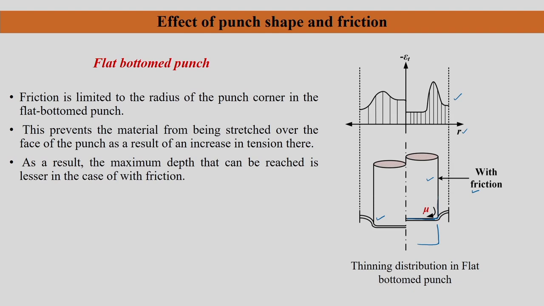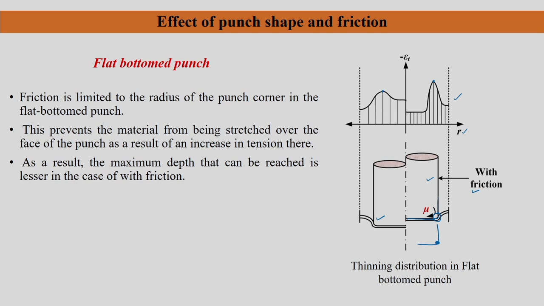You will see that this thickness strain distribution is not the same. In one case, it is going to peak somewhere here, in the other case the peak is somewhere here. The peak value in the with friction case is going to be larger as compared to without friction if you go for the flat bottom case, because your mu is going to play a big role only in the corner region, nothing much will be there in the flat region. So, I am saying the friction is limited to the radius of the punch corner in the flat bottom punch. Radius of the punch corner means this radius. So, it is limited to that particular location.